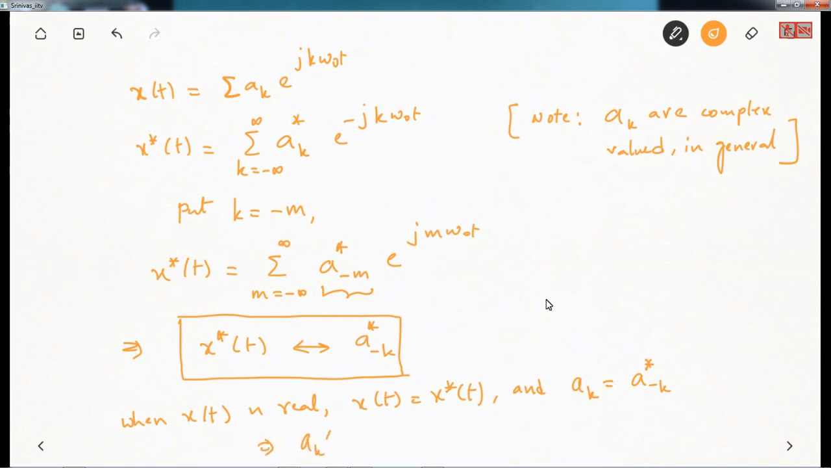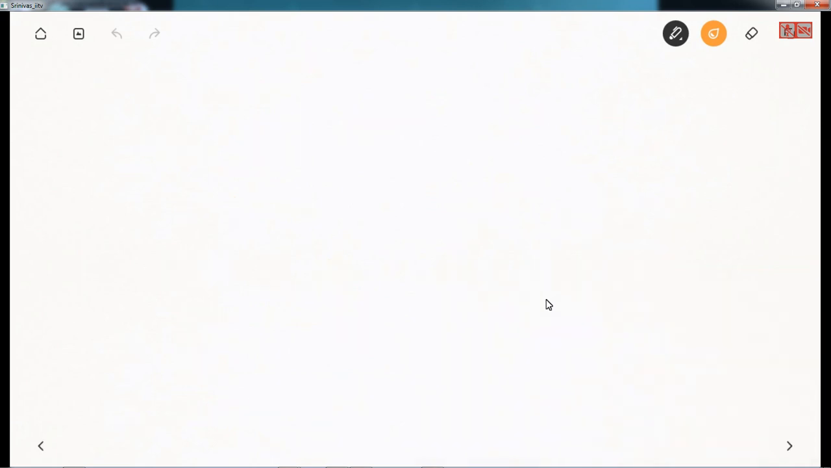So that implies the a_k's are conjugate symmetric. Whenever this property holds, we call such a sequence of complex numbers conjugate symmetric numbers. Right? And there is one more important aspect that comes out of this property.